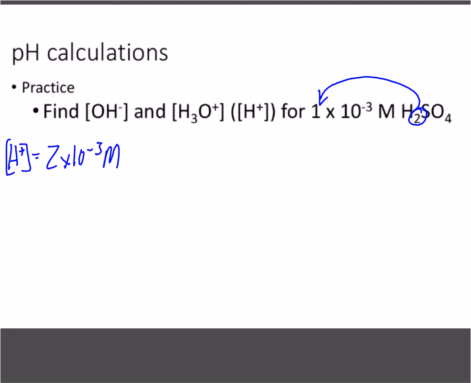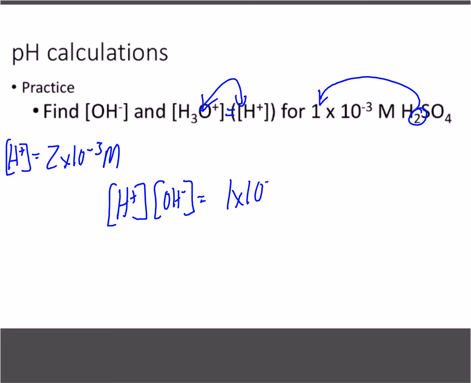H plus is done, guys. Remember, these 2 equal each other. So if you're asked for H3O plus or H plus, they mean the same thing. They equal one another. All right, so now we have that. Let's look for a hydroxide. We're going to use our Kw expression. H concentration times the OH concentration equals 1 times 10 to the minus 14. All right, we're solving for OH this time.